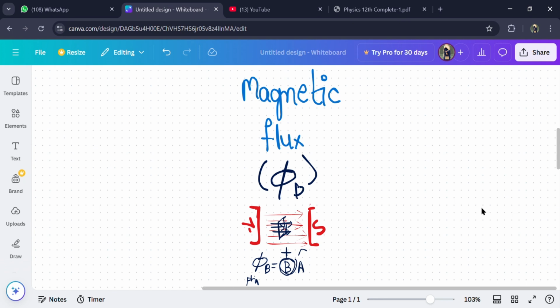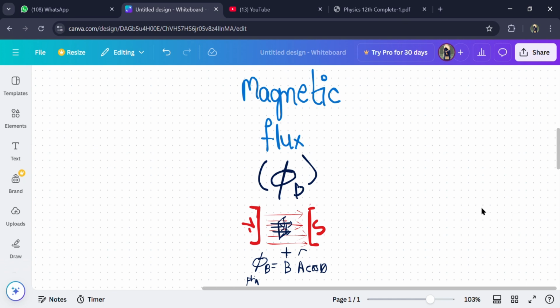And we know this thing as well, that area is a vector quantity. So the relationship between B and A will be a dot relation. So we could also keep here the cos theta, because the dot product involves cos theta, and alternatively the cross product involves sine theta. So this is the basic concept of the magnetic flux.